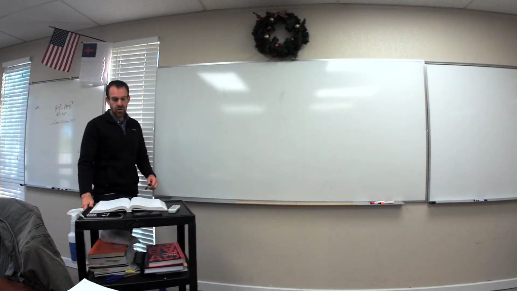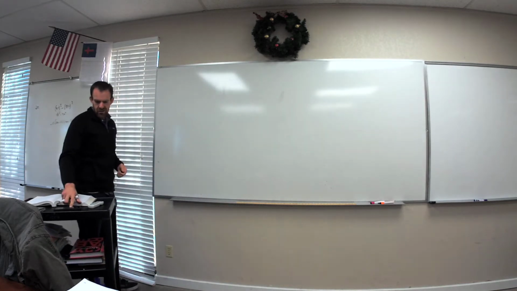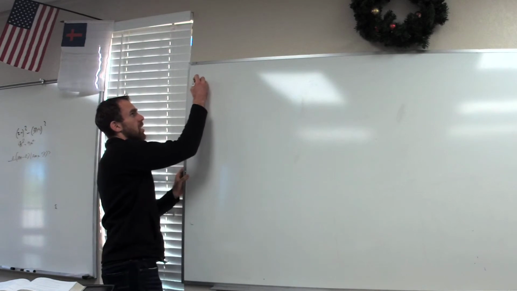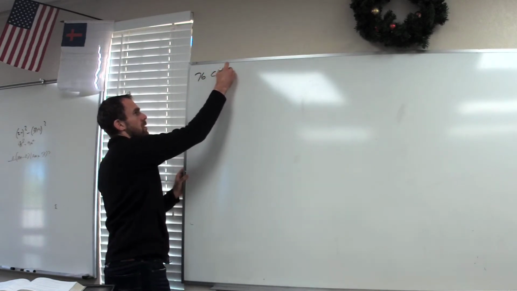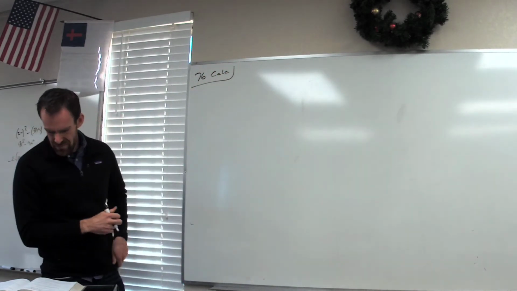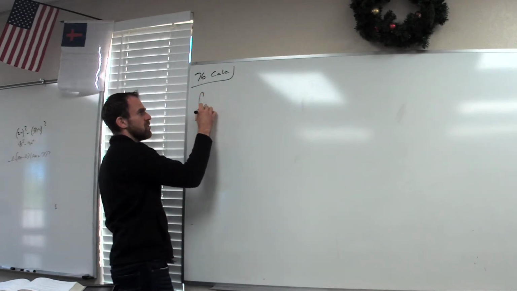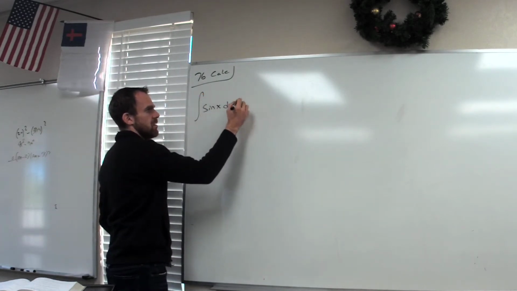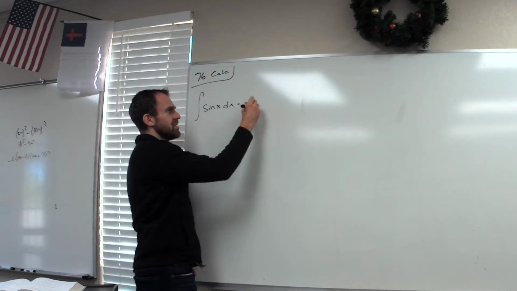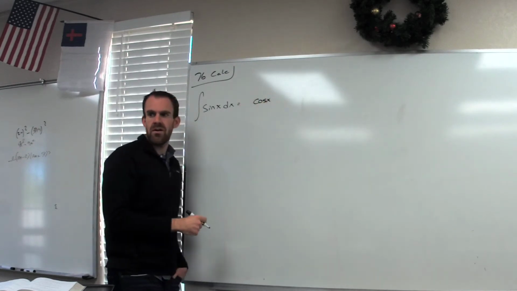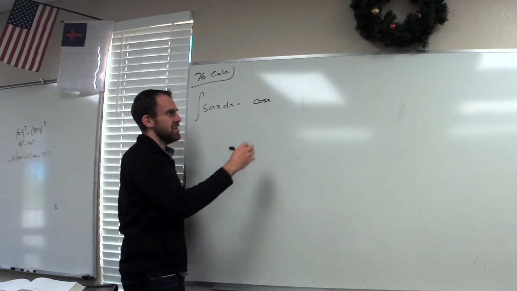Straightforward, and then it's going to get horrible later. So here's the idea. We are going to integrate odd powers of sine and cosine. So we already know the integral of sine of x is cosine, plus c.